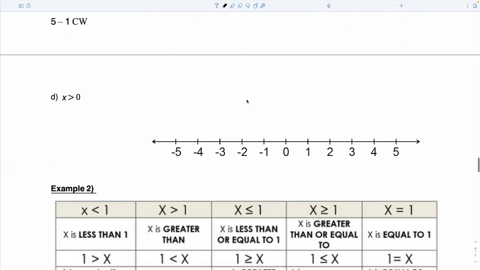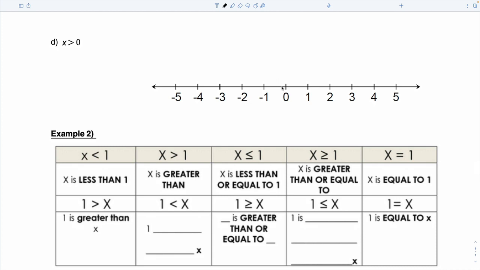Last one, x is greater than 0. x is greater than 0 is going to have an open circle. It is bigger than, so the arrow is going to point to the right.